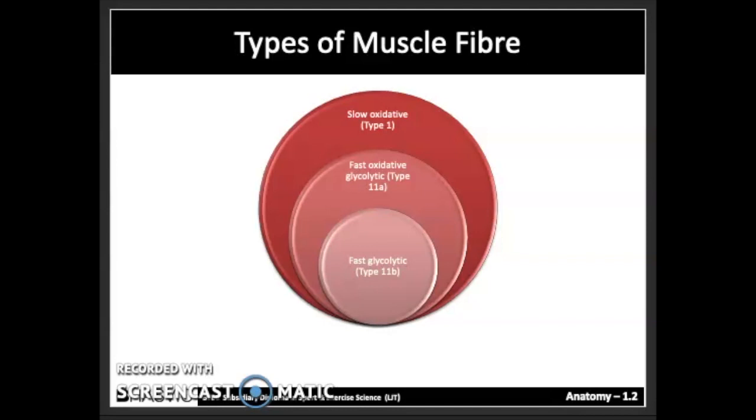This differs in fast glycolytic muscle fibers as they have a very small amount of myoglobin, because they produce energy anaerobically with no oxygen, so myoglobin is not needed. However, this differs again from type 2A muscle fibers because they do contain a high amount of myoglobin, because they can produce energy aerobically, similarly to type 1 muscle fibers.